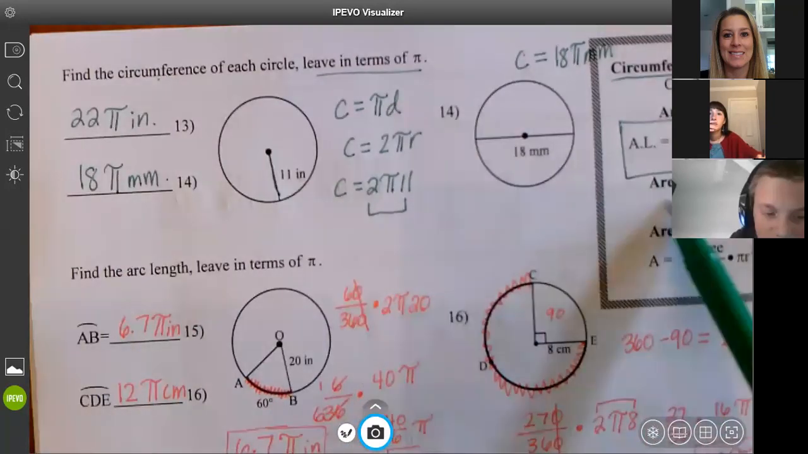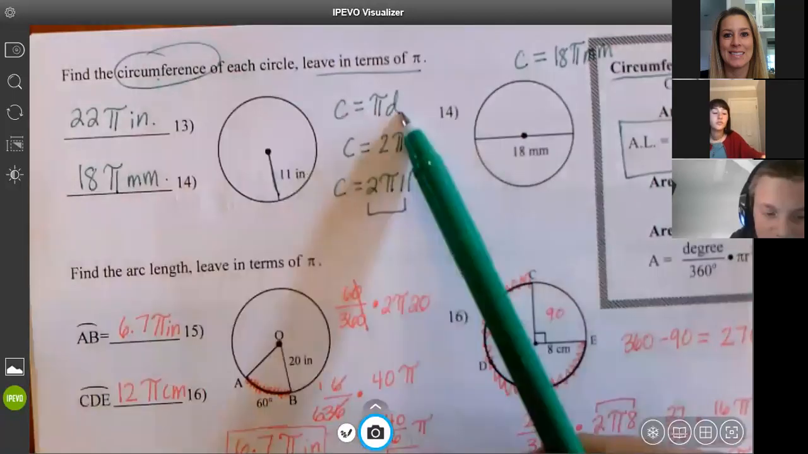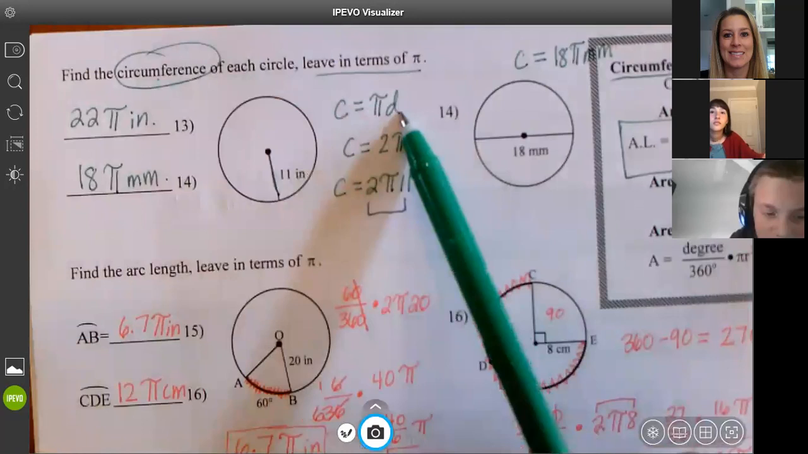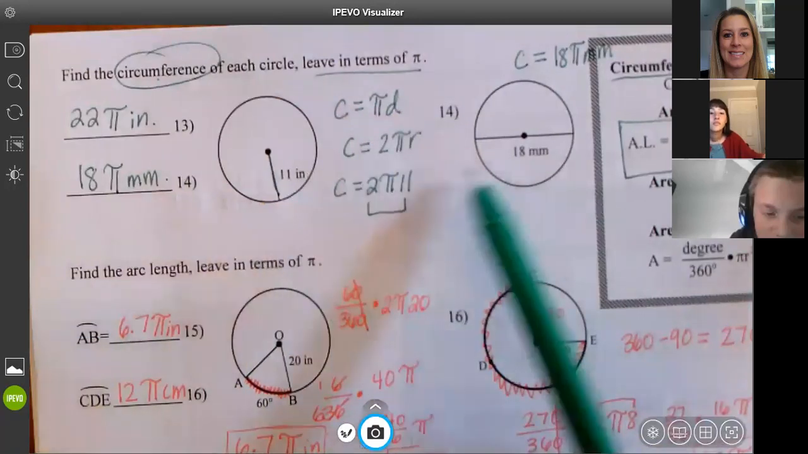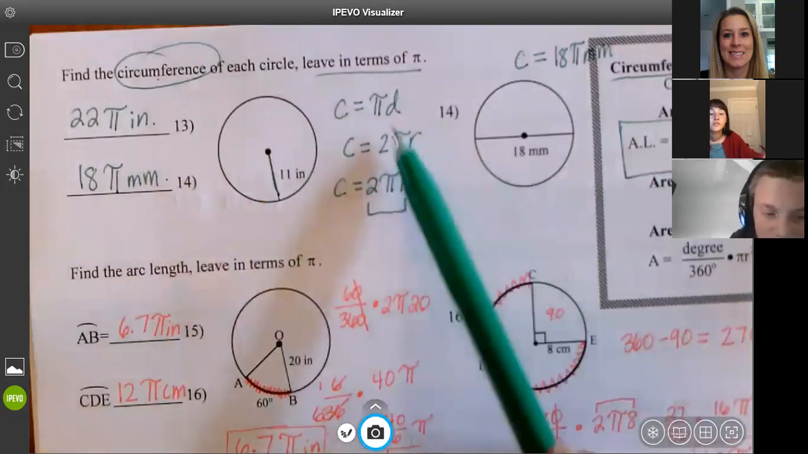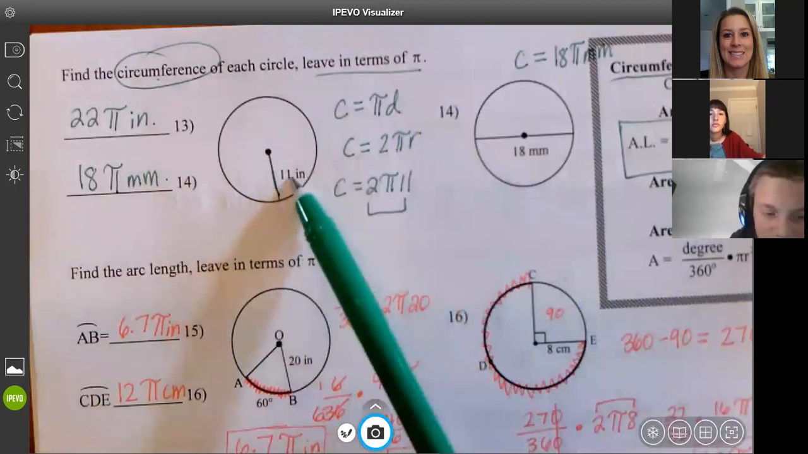So this is circumference, pi times diameter. You just have to check to see, do I have my diameter? Remember yesterday we talked about how you know which formula to use. It all depends on what you've been given. In this case, I have 11 as my radius. So if I double that, that's how I get the 22 pi.